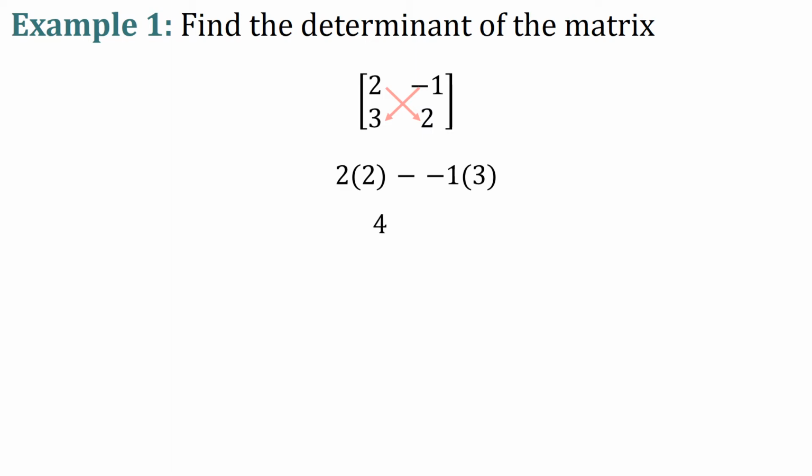Let's simplify. 2 times 2 is 4. -1 times 3 is -3. But a negative and a negative make a positive. So 4 plus 3 is 7. That is how you calculate the determinant of a 2 by 2.